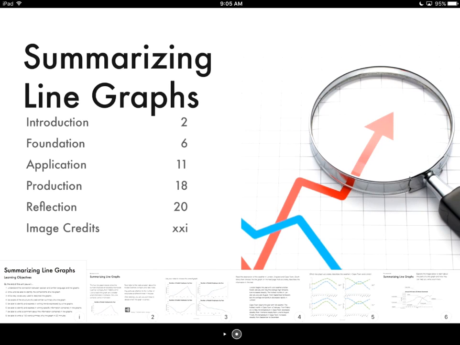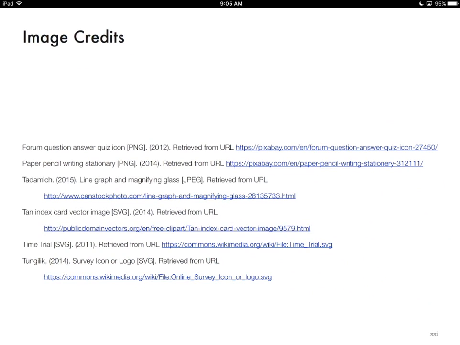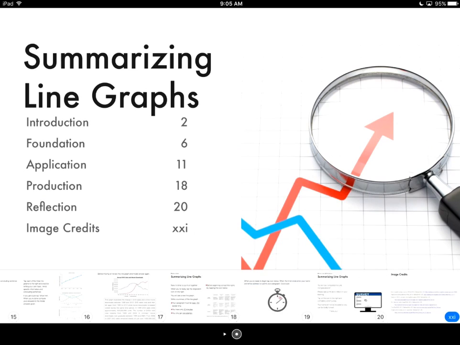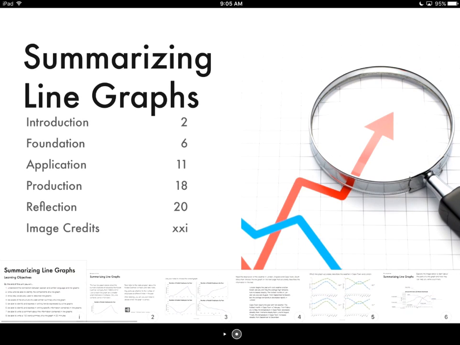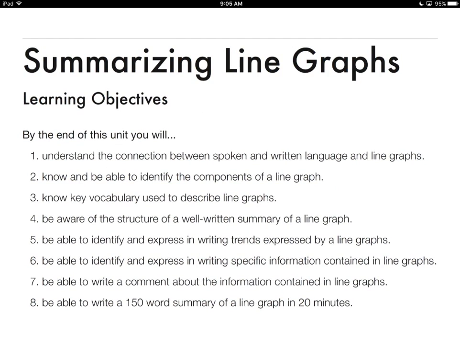Following the intro screen, you'll see the table of contents. The table of contents is actually clickable. So if we touch image credits, it takes us to the last page. However, we'll start with the very first page, which shows the learning objectives for the unit. The last one is the key learning objective, and it ties to the summative assessment, that the students be able to write a 150-word summary of a line graph in 20 minutes or less.